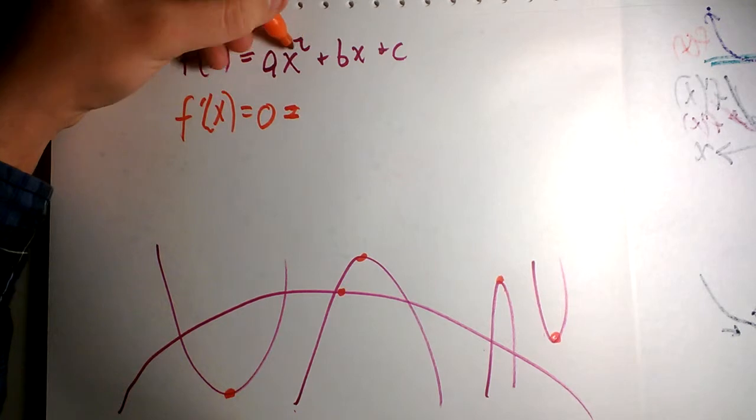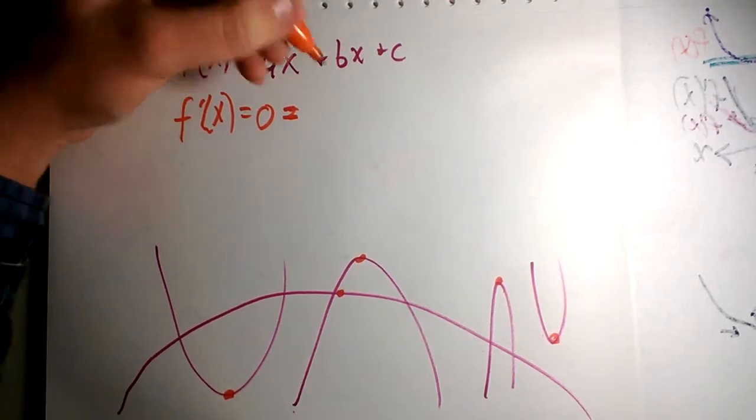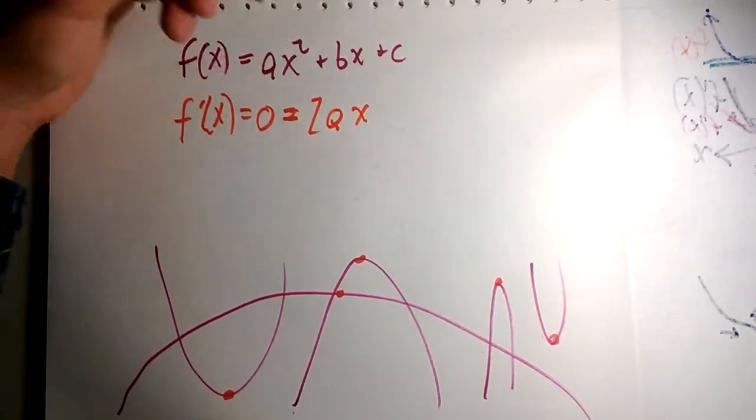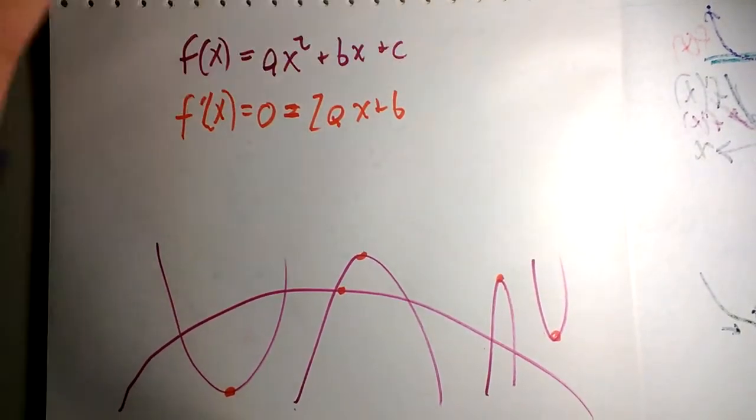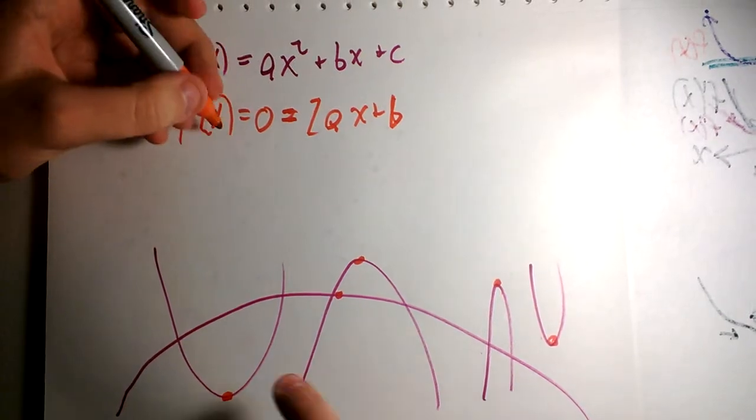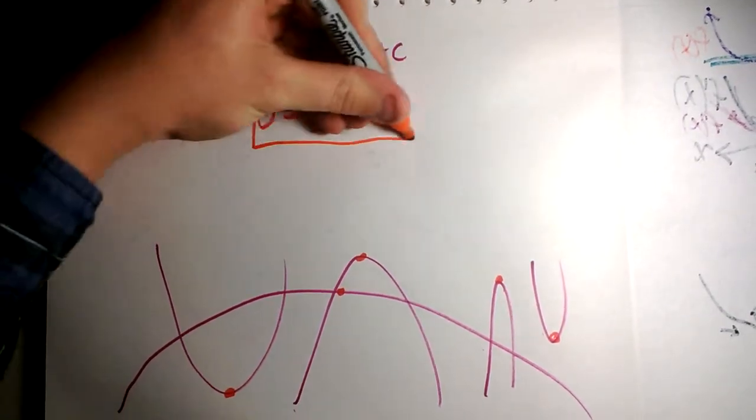The second derivative is the derivative of x squared. A is just a number, so it's just 2ax. The derivative of that is b times 1, whatever. The derivative of that, 0. All right.